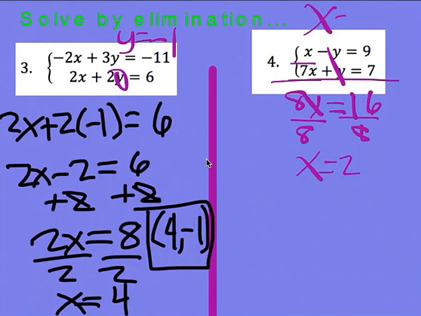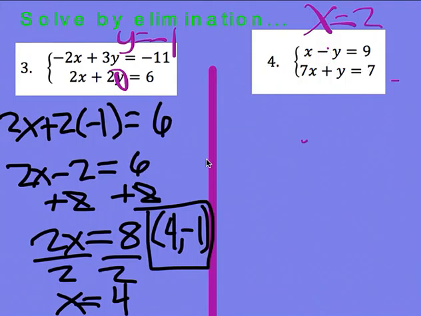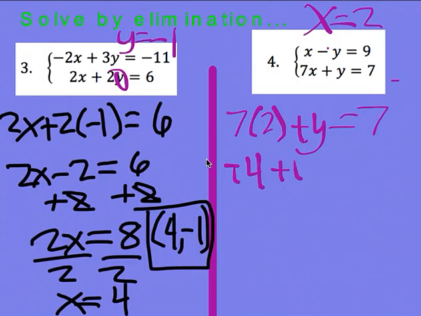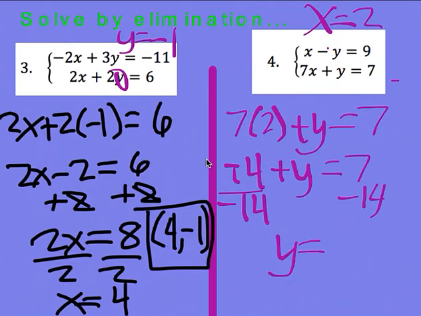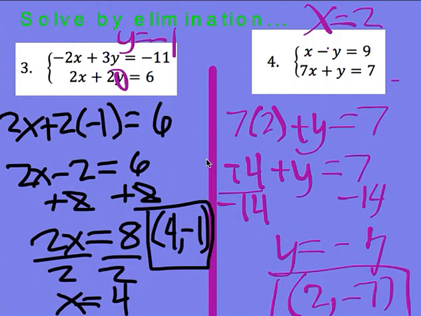So now I know that x is equal to 2, so I can plug it into either equation. Okay, so let's just do it to that bottom equation. So I have 7 times 2 plus y is equal to 7. So then I get 14 plus y is equal to 7. So now I need to subtract 14 from both sides. This is a positive 14, so to get it to the other side, I need to subtract it. So 7 minus 14 is negative 7. So then my x was 2 and my y is negative 7. So my answer is 2, negative 7.